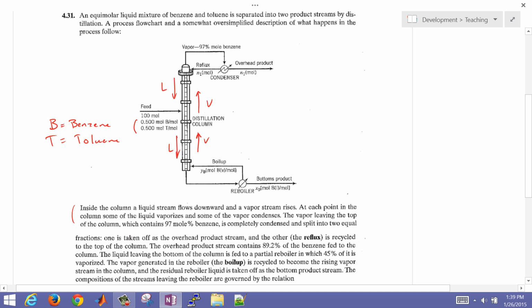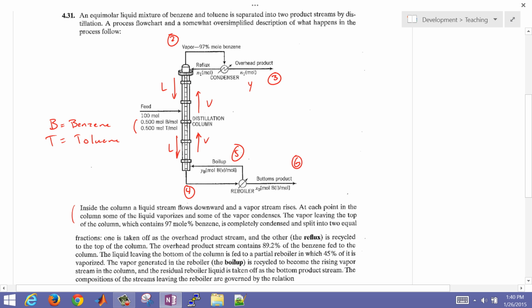At each point in the column, some of the liquid vaporizes and some of the vapor condenses. The vapor leaving the top of the column contains 97 mole percent benzene. So coming out of the top, this is going to be Y. I'm going to label these different streams here. So I'm going to say this is stream 2. This is going to be stream 3. And then let's label this one stream 4 and stream 5. And then let's do stream 6 down here.